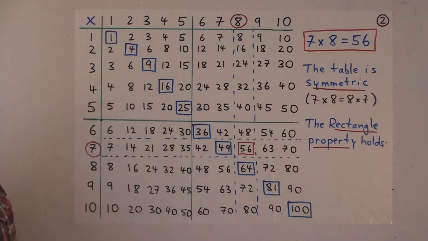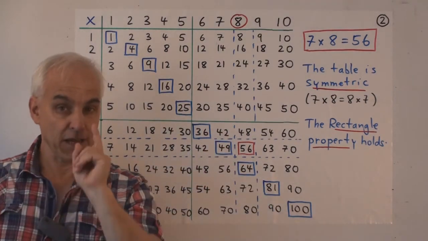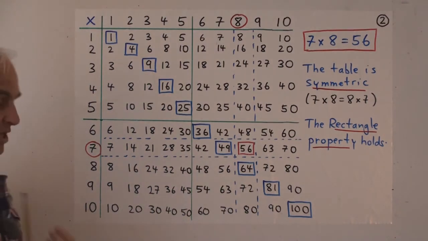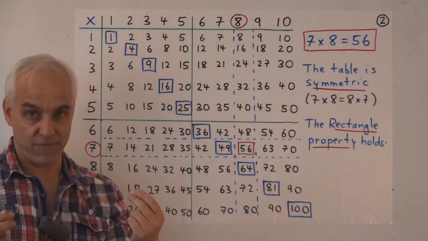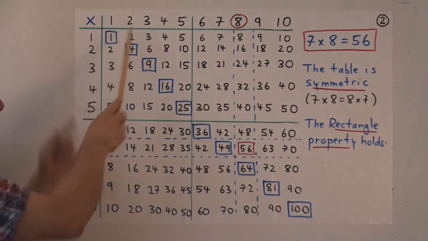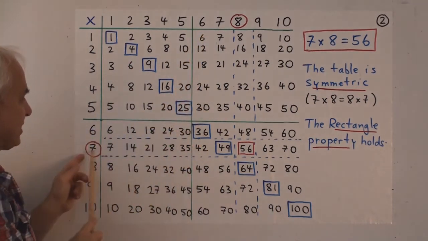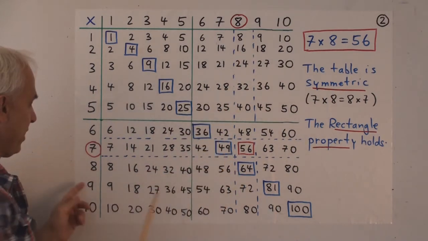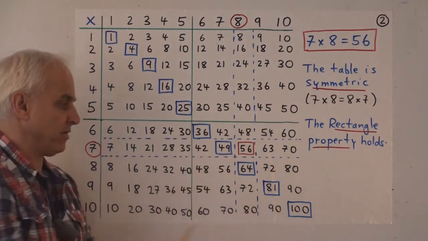The other feature of note that I've emphasized here are the diagonal elements. They are particularly important in mathematics. They are the squares. The numbers that you get when you multiply a number by itself. So 3 times 3 is 9. 6 times 6 is 36. 7 times 7 is 49. 8 times 8 is 64. 9 times 9 is 81. And 10 times 10 is 100.